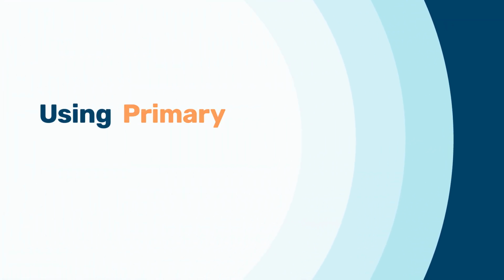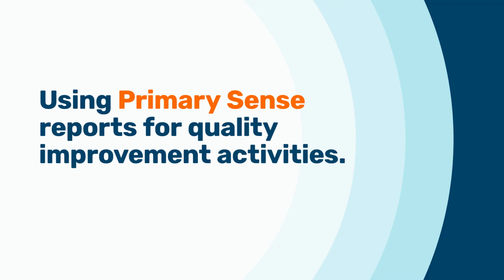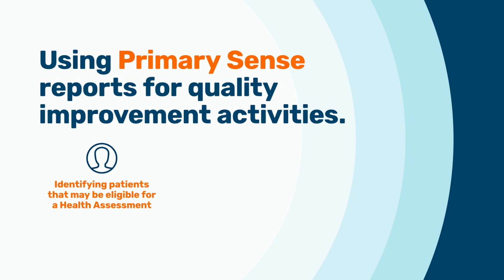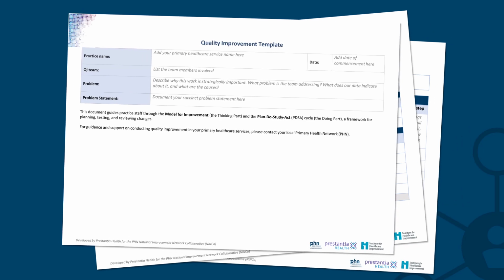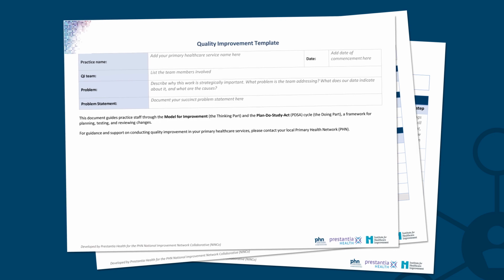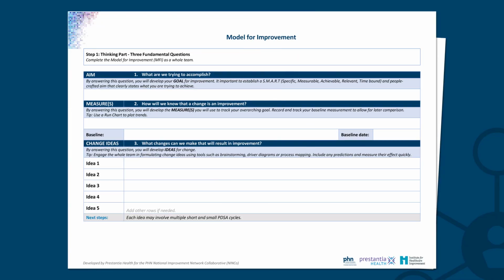So, how can we turn these reports into meaningful quality improvement activities? This report is best used for an activity identifying patients that may be eligible for a health assessment and to invite them to book an appointment with the practice team to complete it. Here we have an adapted version of the National Quality Improvement template that we will be using to discuss one of the activities. For the purpose of this video, we will be discussing page 2 of this document.